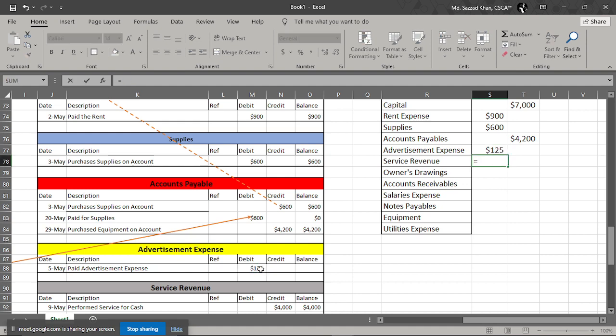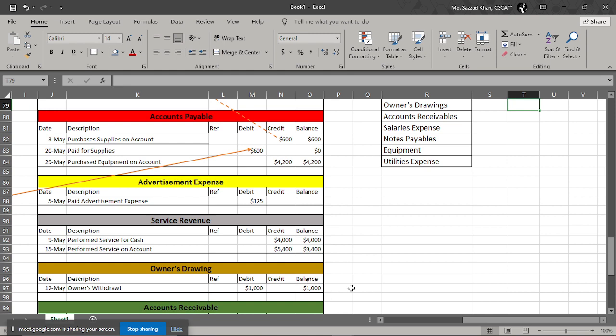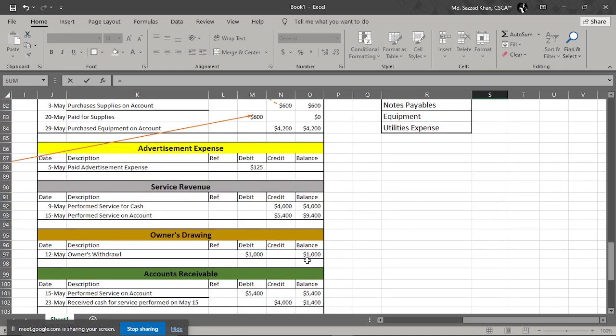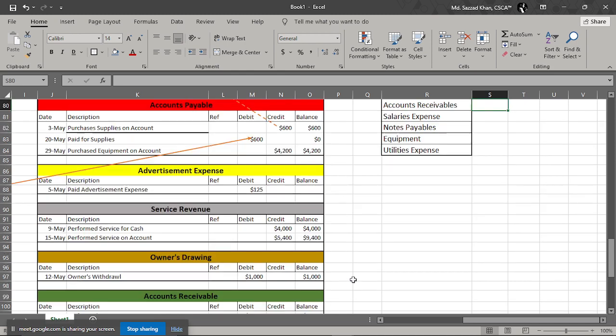Then service revenue, credit balance, right? So we're going to write it here. Owner's drawing will be in debit, all right. Then receivables, accounts receivable. Sorry, receivables. Do you have a credit balance or a debit balance? Accounts receivable, we have debit more, credit less. So debit balance. Okay.